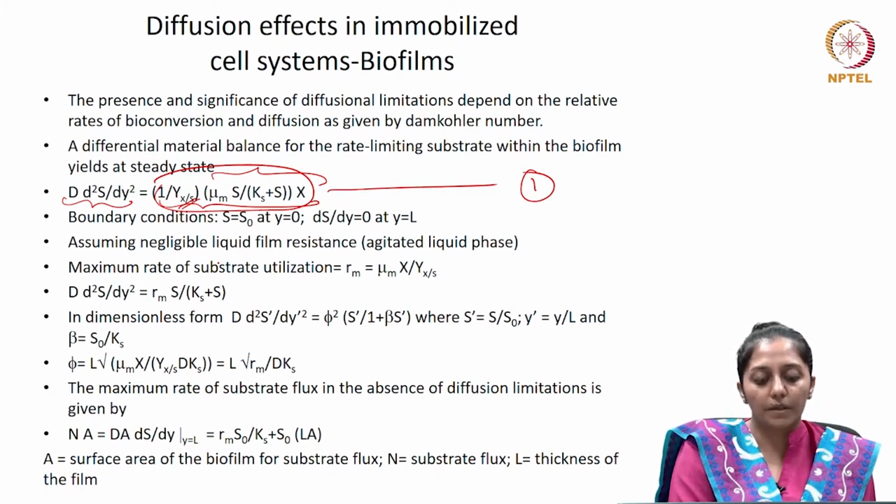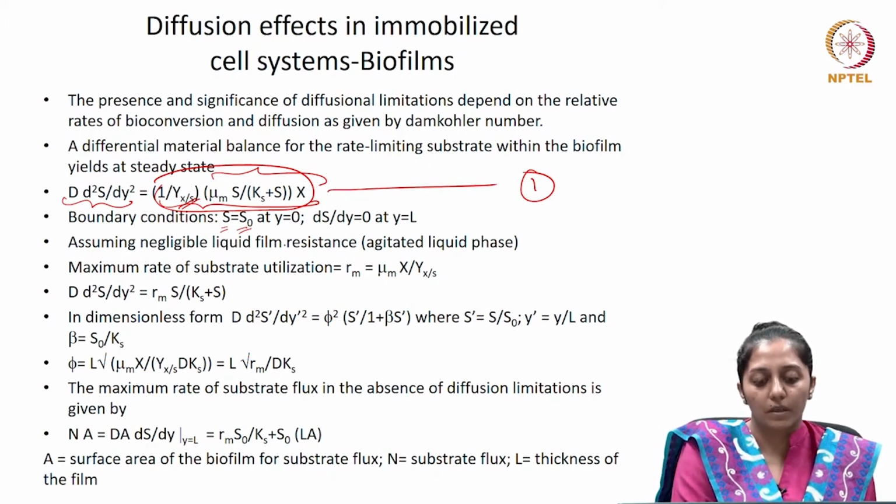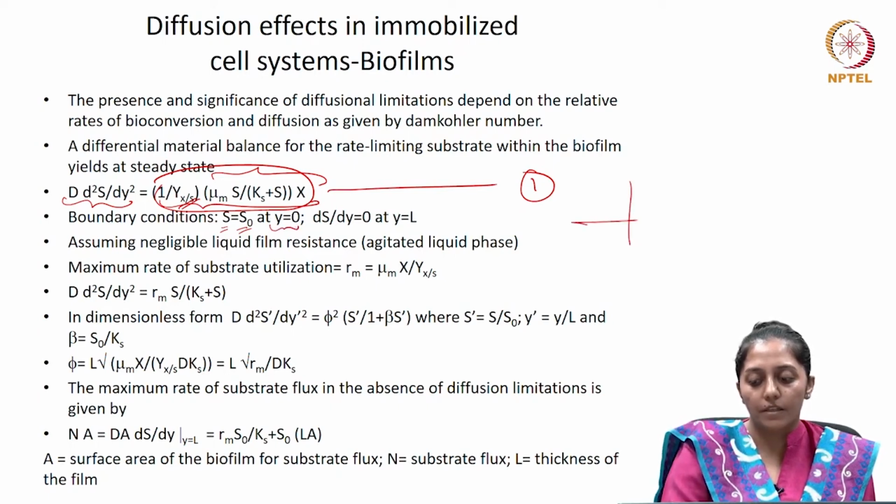Now, in order to solve this, we will be needing boundary conditions. What can be the boundary conditions? Let us assume that at the surface of this biofilm, the substrate concentration is S0, which is your bulk substrate concentration, and the distance, your axis starts from the surface. So, where your y is equal to 0.